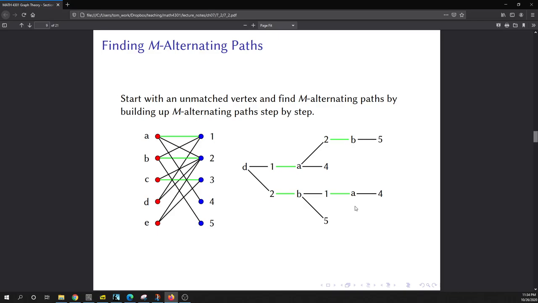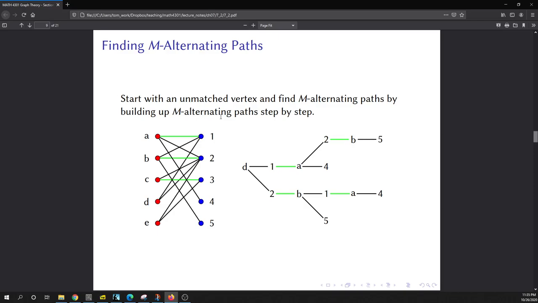Okay, so one of the things that we're going to have to do in the Hungarian algorithm is to find M alternating paths. So what we want to do in the Hungarian algorithm is start with an unmatched vertex and find an M alternating path by building up M alternating paths step by step.